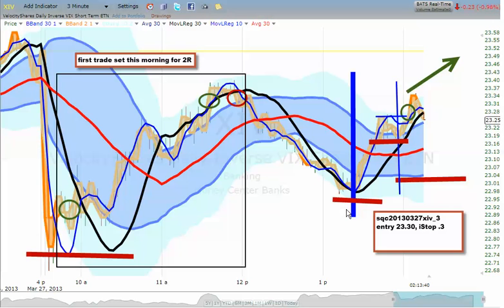We started off the morning with a 2-hour trade in XIV, which is the inverse volatility ETF, March 27th, 2013. It had a big gap down. Then in regression, we could see the regression line crossover forming. I should say this is 3-minute candles.